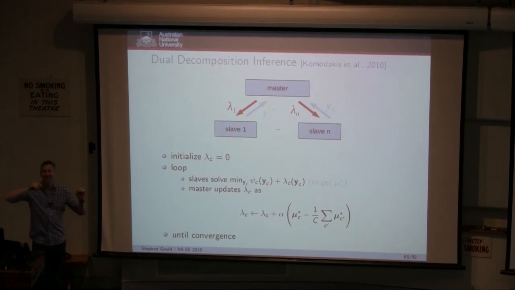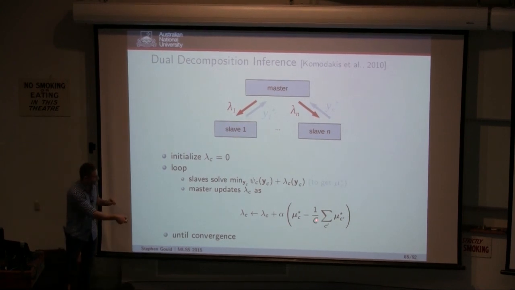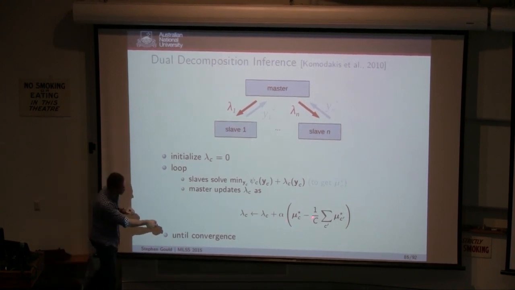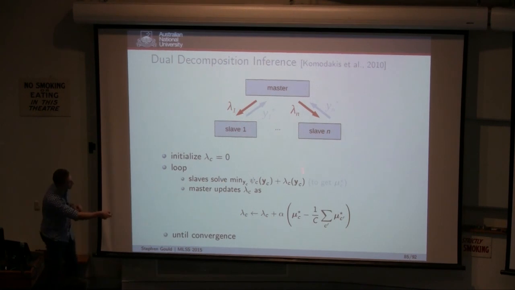Okay. So is C a penalty parameter? Is this from smooth? This C here? Yeah. This is the number of cliques. So that should probably be the number of slaves. It should be N.